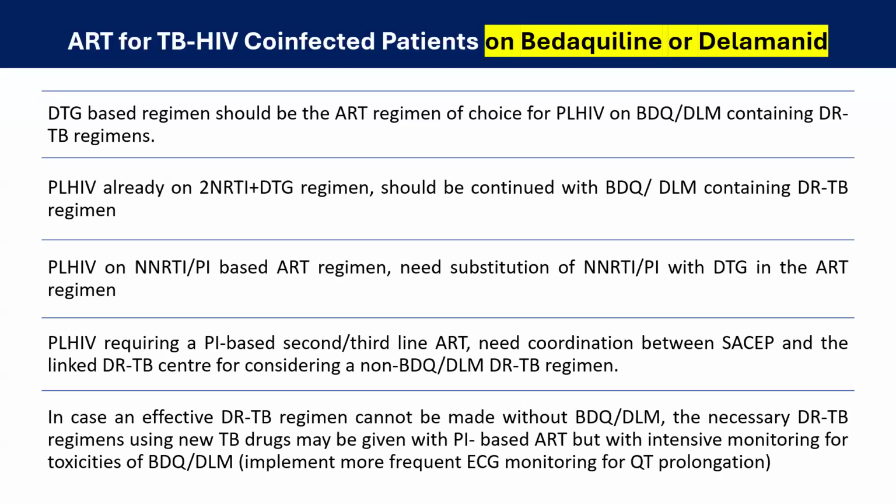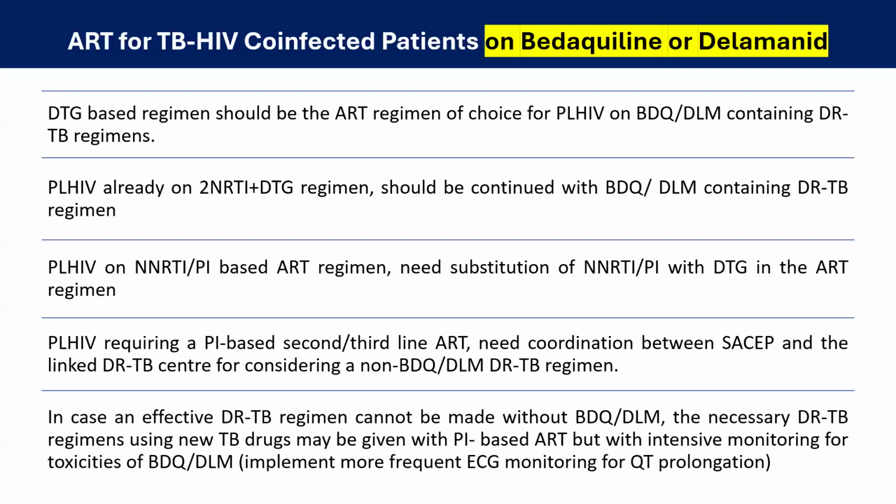PLHA with NNRTI and PI based regimen need substitution of the NNRTI or PI with DTG in the ART regimen. And PLHIV requiring a PI based second line or third line ART need coordination between SASEP and the linked DRTB center for considering a non-bedaquiline, non-delamanid drug resistant tuberculosis regimen.